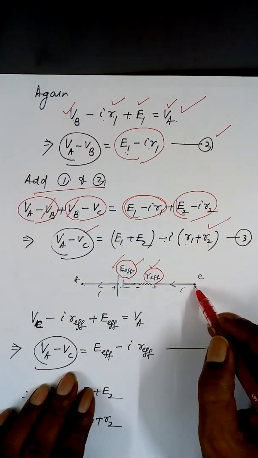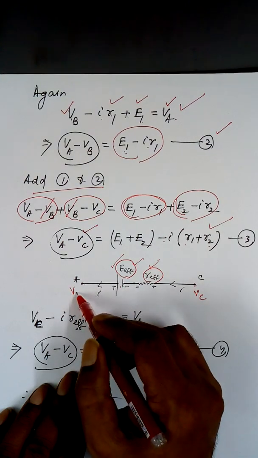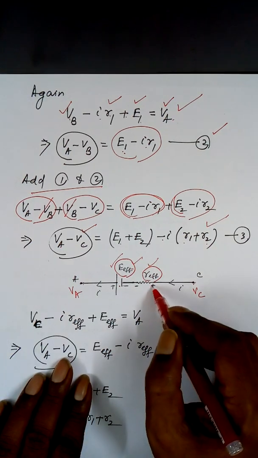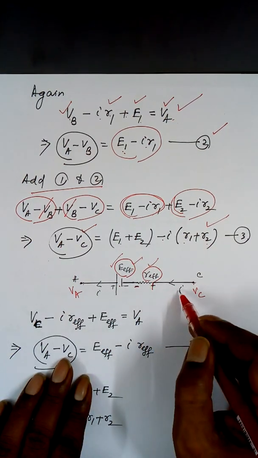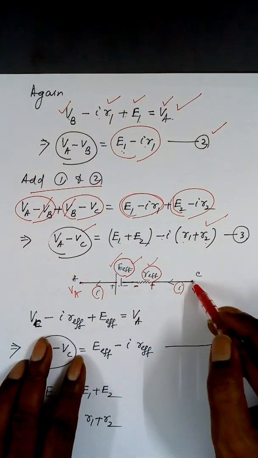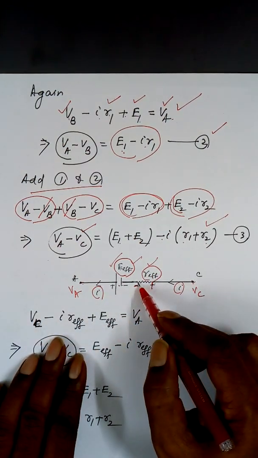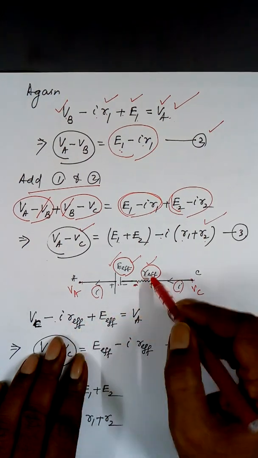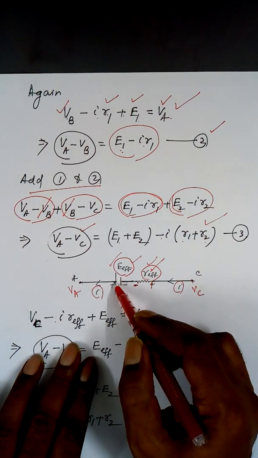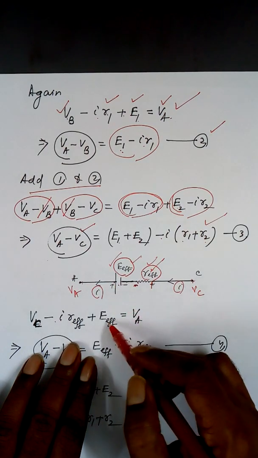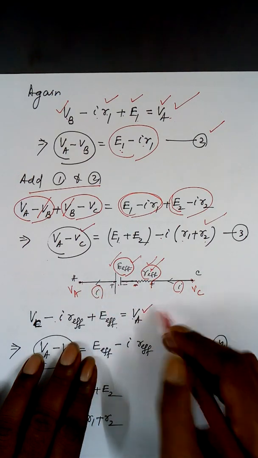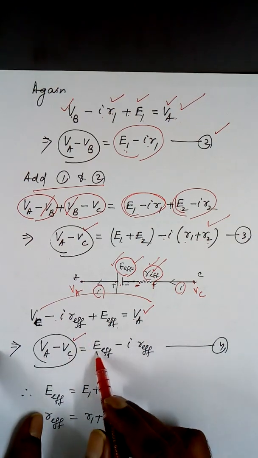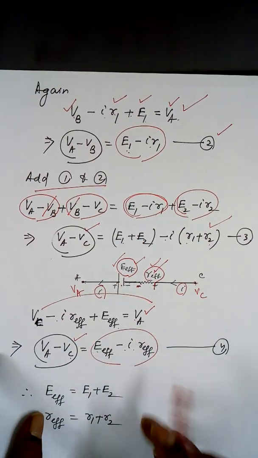Now let the potential here be VA. So let us go from C to A. Now this side is marked positive, negative, because current is entering here, the same current. So VC, going from here to here, there is a drop, higher to lower, so minus I R effective. From here to here, there is an increase in potential, plus E effective, then I arrive here, which is equal to VA. So bring this to this side, so VA minus VC is equal to E effective minus I R effective.